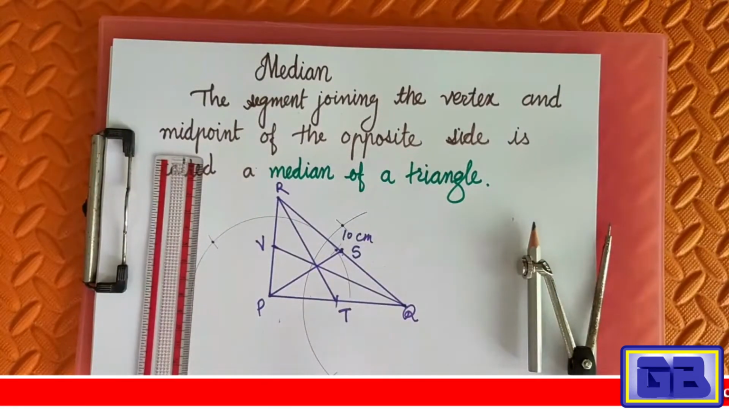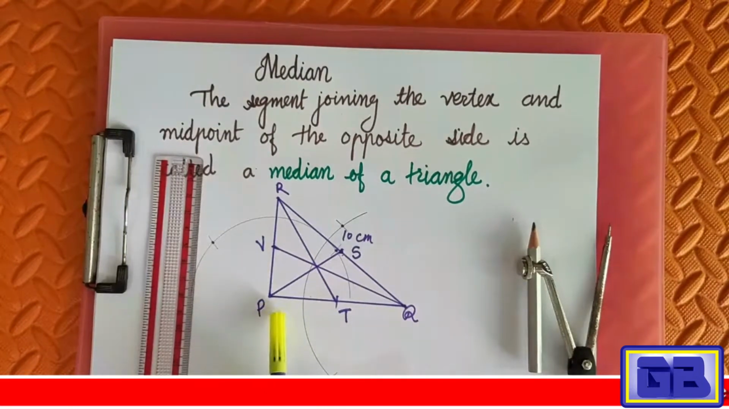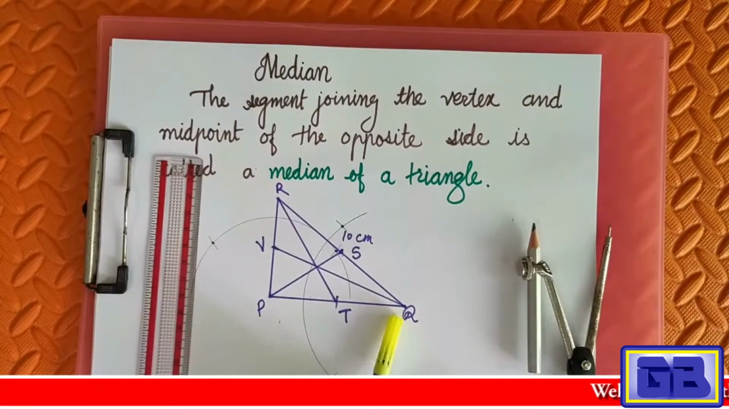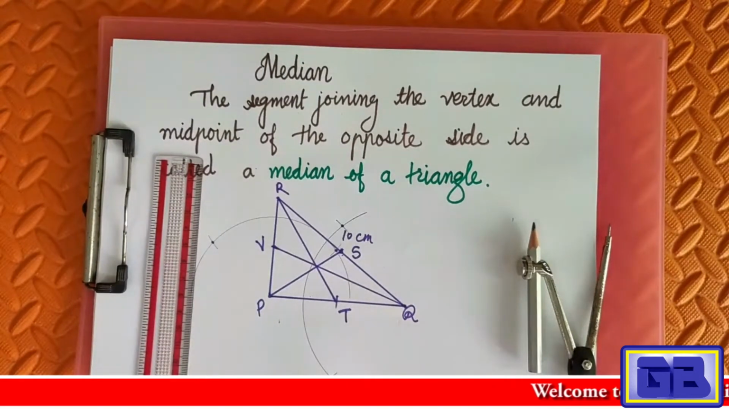Understand what I'm saying? So do like this construction. If you are taking this measurement of side PQ as 9 centimeter, what is the half of 9 centimeter? Type it in the chat box. What is the half of 9 centimeter? At what centimeter will midpoint T come?